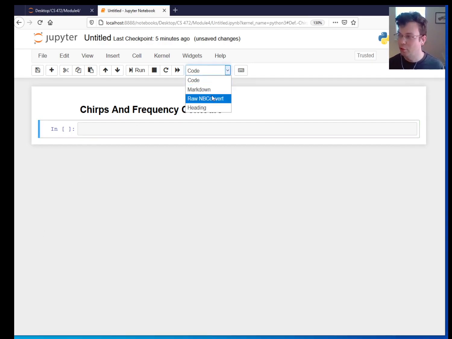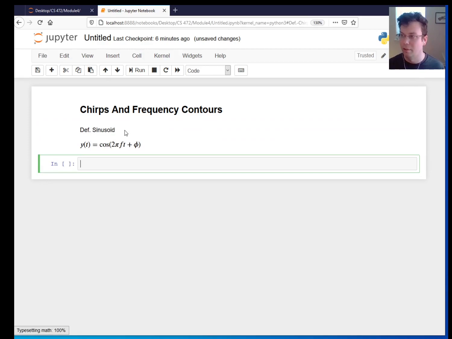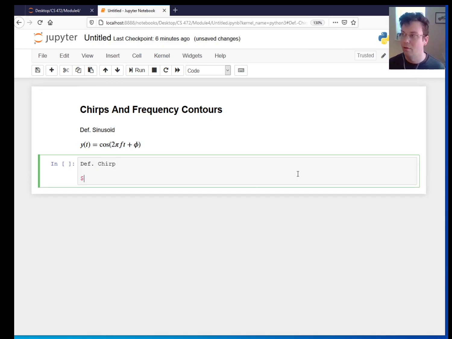Okay, but to do chirps, we have to first remember what a sinusoid is. And this should be old hat by now, but just to make sure we start off on the same page, that is a function y of t, which is cosine of 2 pi f t plus some phase offset phi. So there's my sinusoid. Now let's define a chirp, which is actually just a more general version of a sinusoid. So a chirp is defined as y of t equals cosine of 2 pi f of t.